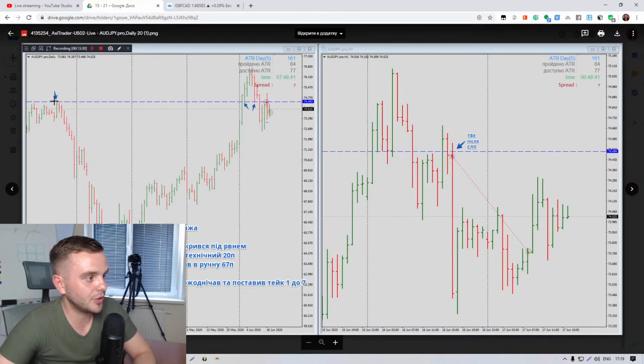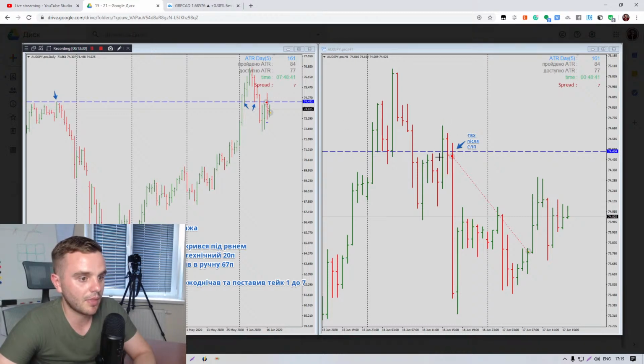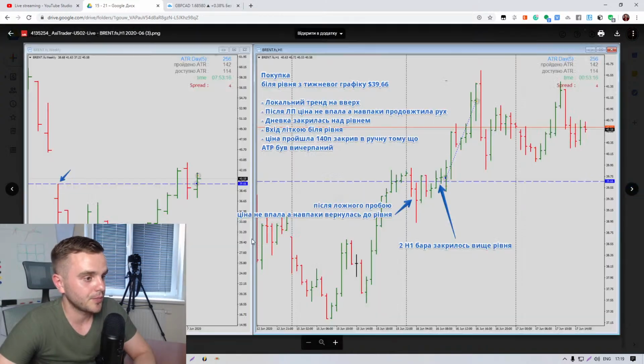Another example for you, a key level, as you can see here, Australian Japanese yen. From this point price made a powerful drop, and I opened an entry after a false breakout, this false breakout, and as you can see after that price dropped down a lot.